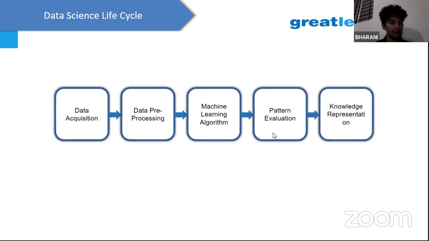And once you evaluate and find that the result is actually correct, you will go ahead and represent your result in the form of beautiful graphs. So this is what is known as knowledge representation. And this is the entire data science life cycle, guys.